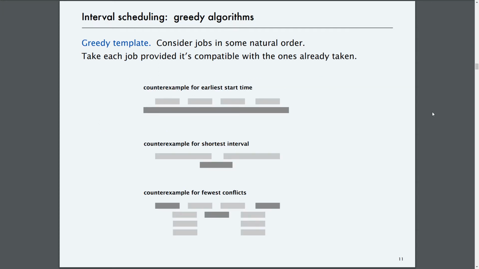So starting with start time, if we have some job that starts first but takes a really long time, then we can miss out on these jobs here. You can see that it would be optimal to take these 4 instead of just this one. Shortest interval: if you go just by the shortest interval, then you could have 2 jobs overlapping here, which could be taken together.